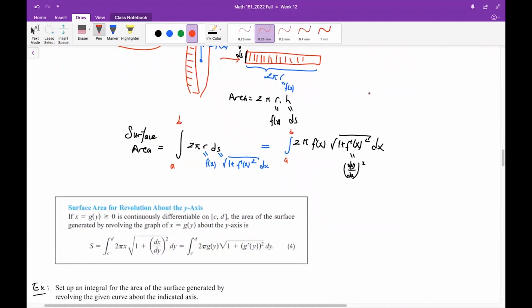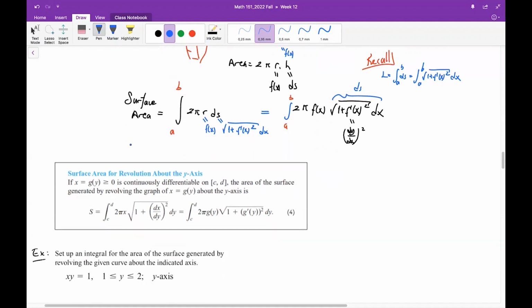Also, one more recall maybe. Remember the length formula. This is the surface area formula. What is the difference between the length formula and the surface area formula? It was like this, from a to b, and just this part corresponds to ds. So if you remove these extra things in front, just the square root part, then you find the length, but the surface area has these extra terms in front.